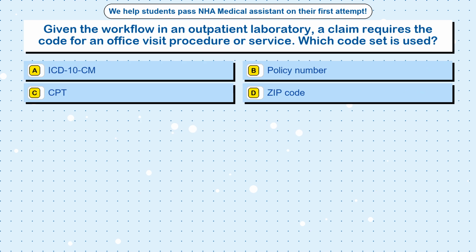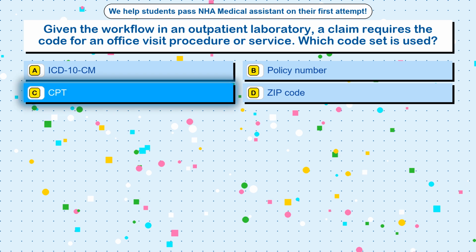Question 80. Given the workflow in an outpatient laboratory, a claim requires the code for an office visit procedure or service. Which code set is used? Option A. ICD-10-CM. Option B. Policy number. Option C. CPT. Option D. Zip code. The correct answer is option C, CPT.